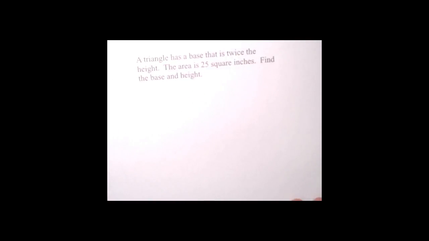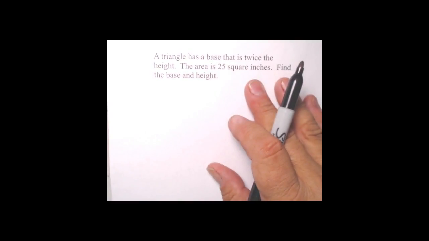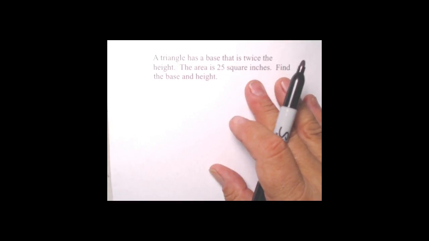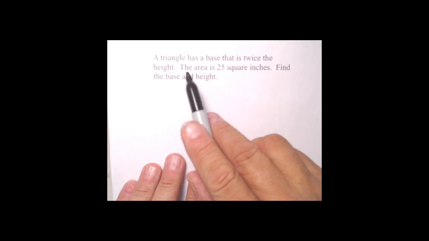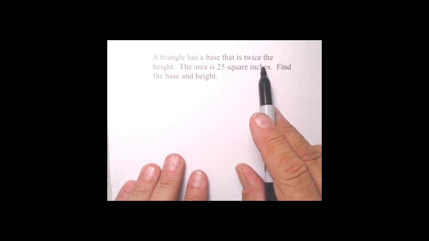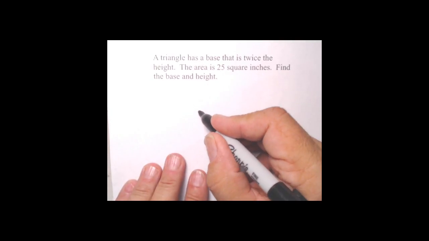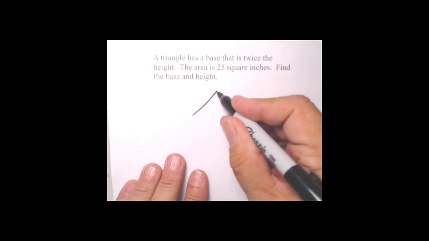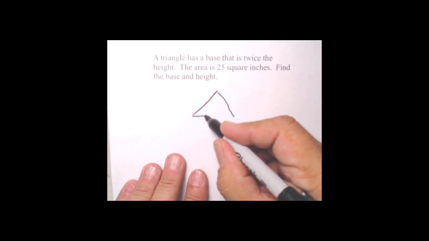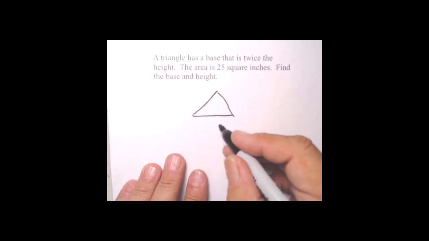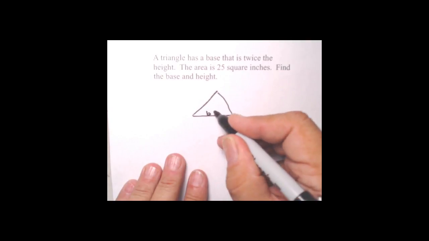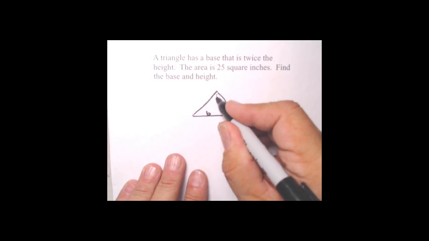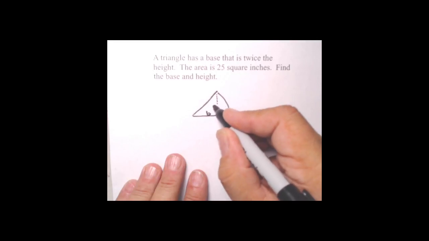There are many types of geometric figures, but another one you often run into here is a triangle. So let's now talk about a problem dealing with the area of a triangle. This says a triangle has a base that is twice the height. Well, let's sketch ourselves a generic triangle. Here it is. You know the base is the bottom, and the height is the distance from the top coming all the way down.